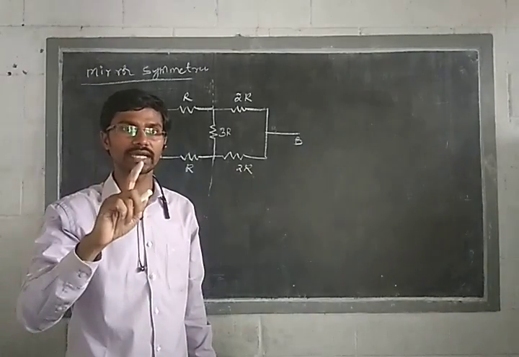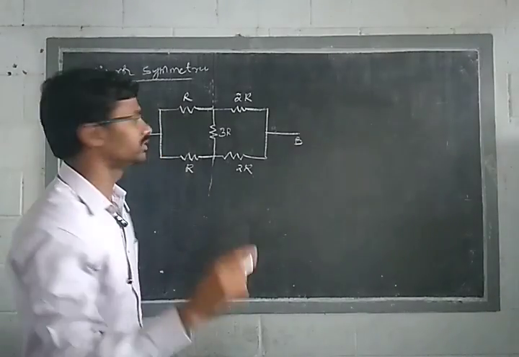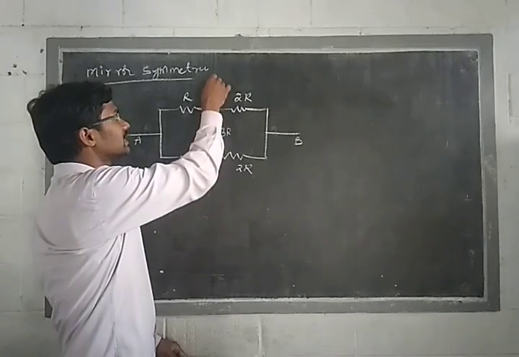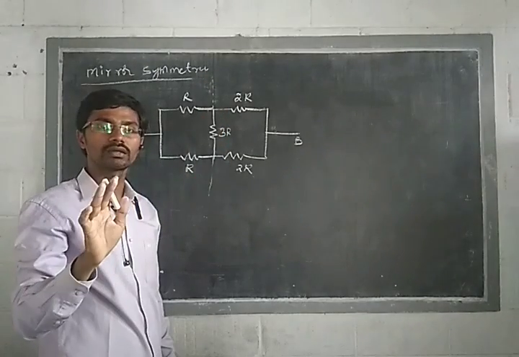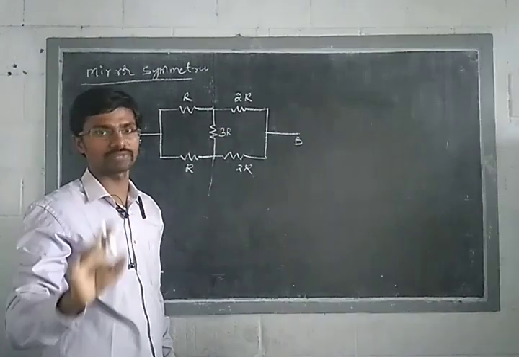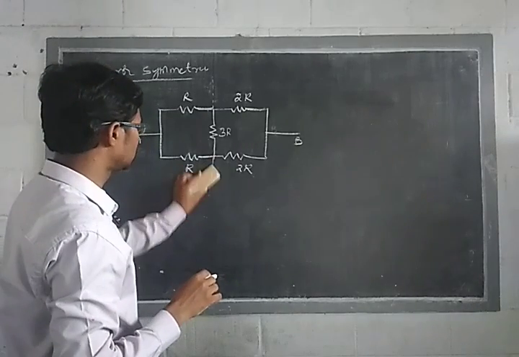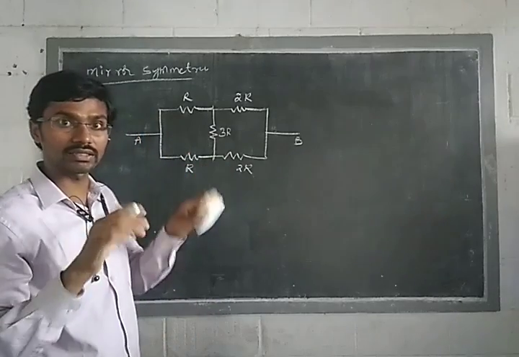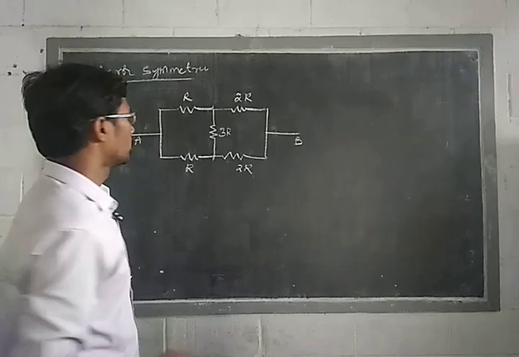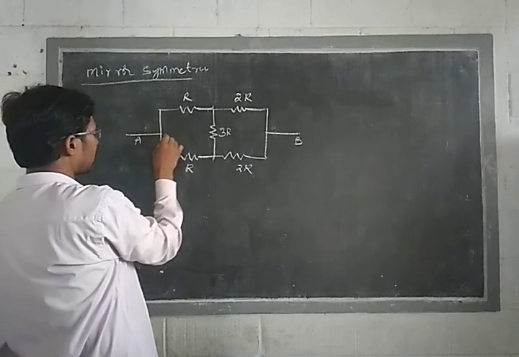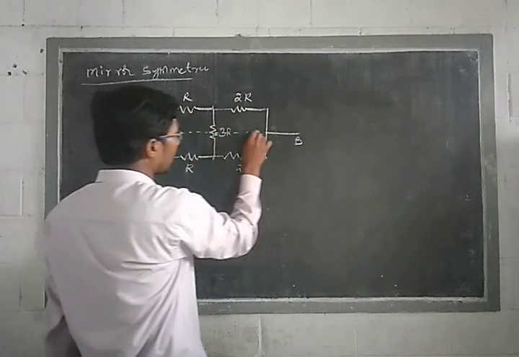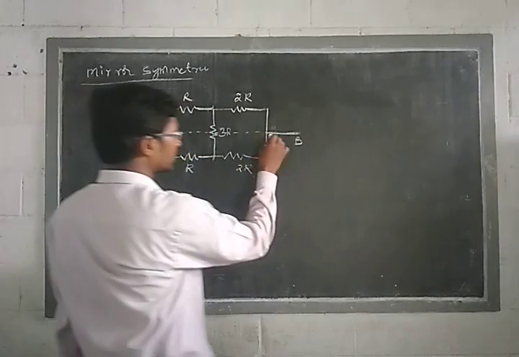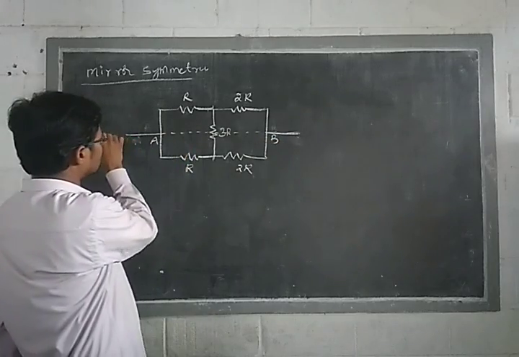Then we need to see one more alternative. Remember, in mirror symmetry the resistances which are along the axis are ineffective. There is no flow of current along the axis in mirror symmetry. Please note that down. But let me do one thing. Let me draw an axis along A and B, between the points where you need to find the equivalent resistance. This is an axis.